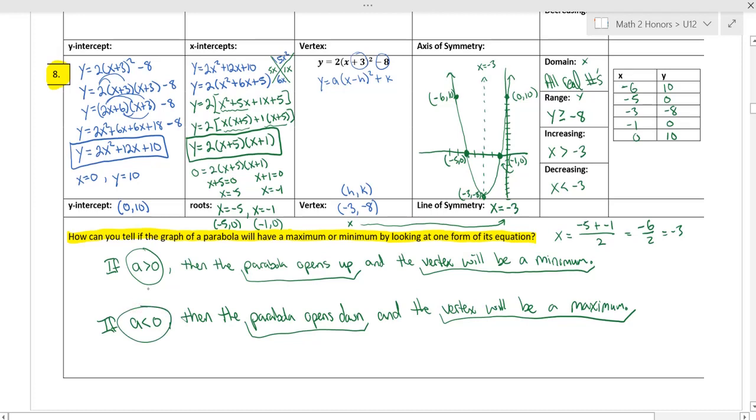Alright. Some of you may be wondering, what if a is equal to 0? If a is equal to 0, then there will not be an x squared term, and then you will not get a parabola. So if you have a parabola, then a either has to be bigger than 0 or smaller than 0, and we've hit all our cases here.